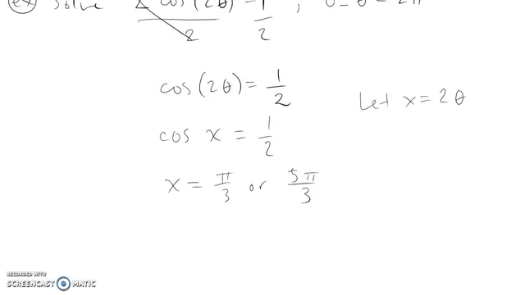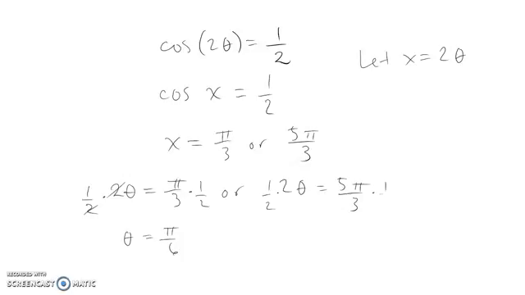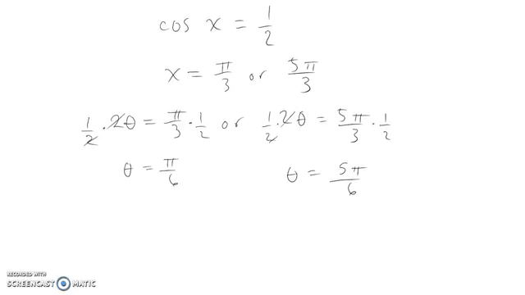Now what we're going to do is plug back in for x to find theta. Since x was 2 theta, we have 2 theta equaling pi over 3, or 2 theta equals 5 pi over 3. And now we can solve both of these equations. The quickest way to isolate theta is to multiply by 1/2. You could divide by 2, but when you divide by a fraction, that's multiplying by the reciprocal. So I just like to go ahead and multiply by that reciprocal. So times 1/2 on both, we get theta is pi over 6 or theta is 5 pi over 6.